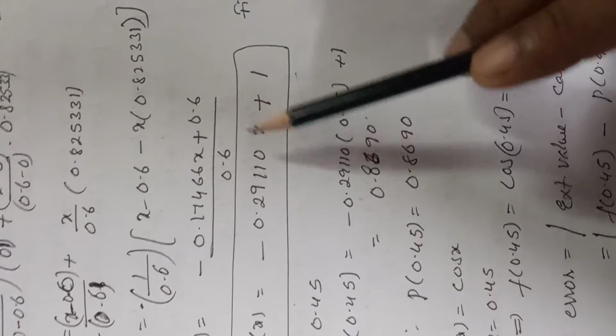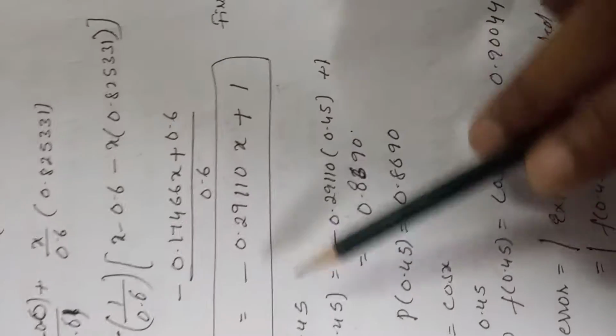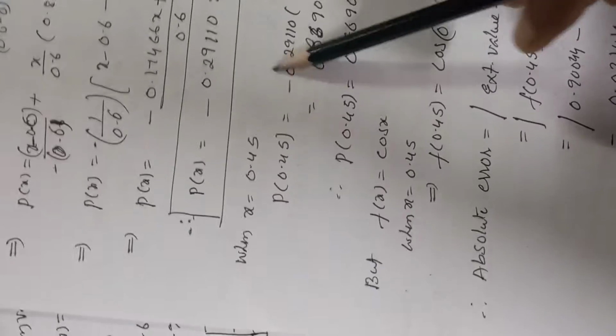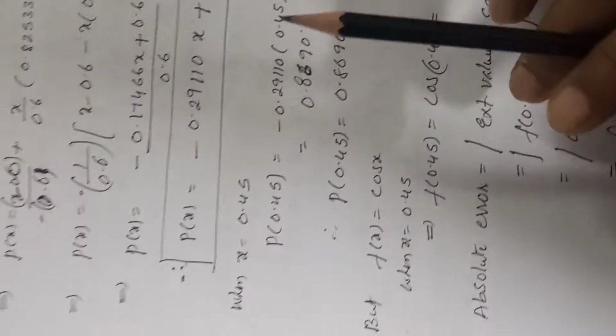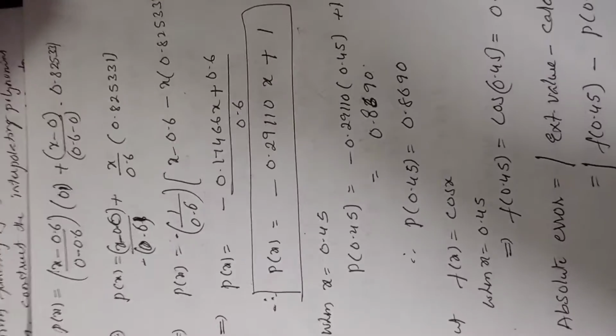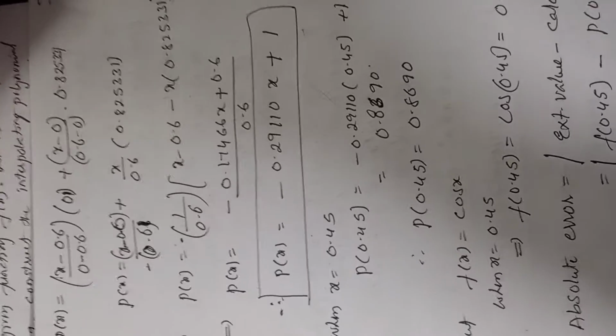Here x power is 1. That means it is a first degree polynomial. Now after getting the polynomial, we have to find the absolute error. So what does absolute error mean? Absolute error is nothing but exact value minus calculated value.